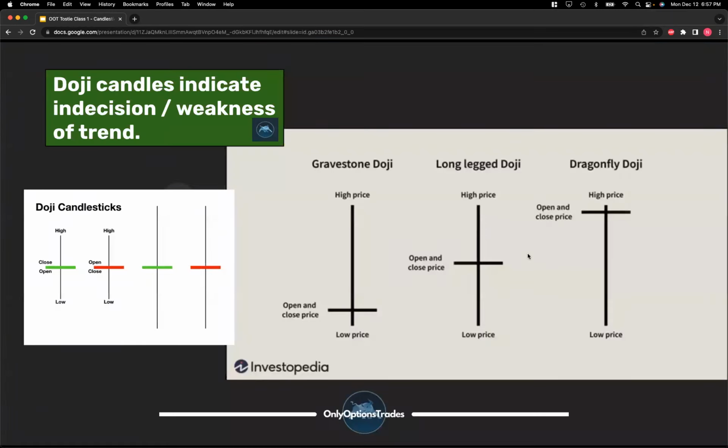So the first scenario that I'm going to show is these doji candlesticks. Essentially, these doji candlesticks indicate indecision or weakness of a trend. Can anybody make any assumptions as to why a doji candle would show indecision based on these examples? At least these ones right here. These ones show a little bit more of a decision. But why would you say that these candles show indecision?